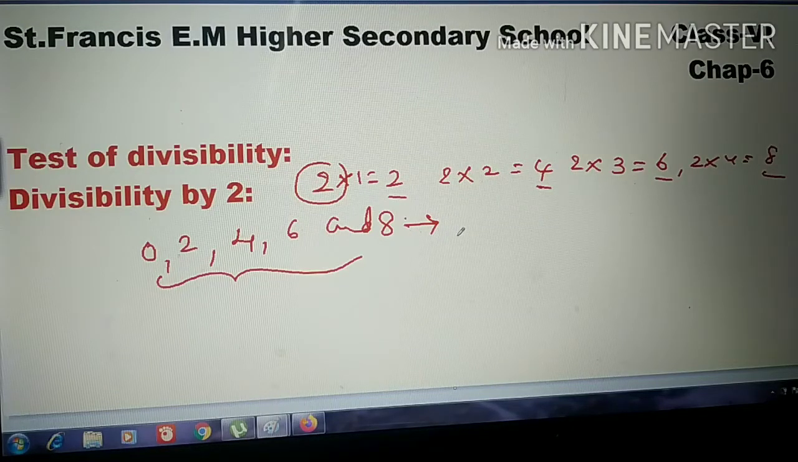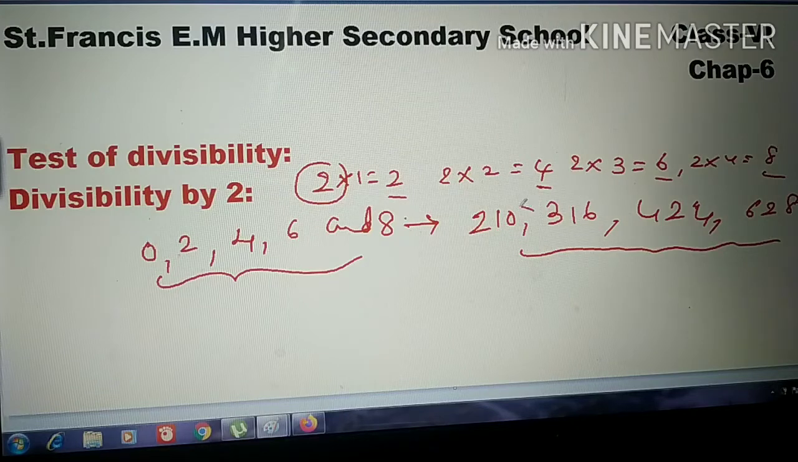Okay, so that means, in other words, each and every even number is exactly divisible by 2. 2, 10, 16, 24, 26, 28, like this. If you take any number whose unit digit is 0, 2, 4, 6 or 8, then those numbers will definitely be exactly divisible by 2. That is the divisibility of 2. What it means is that the numbers should be exactly divisible by 2.